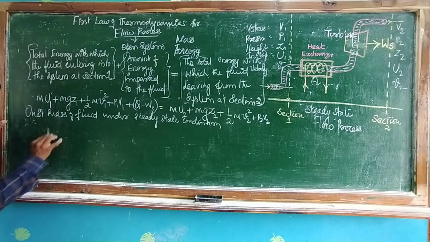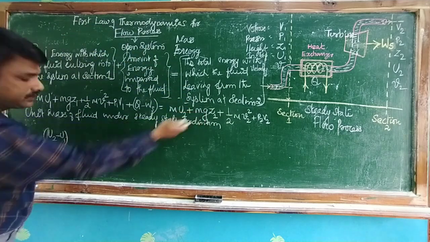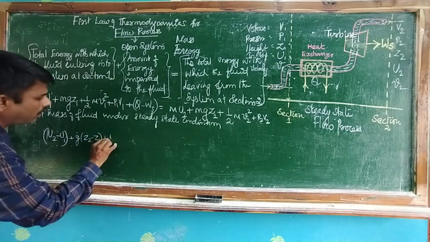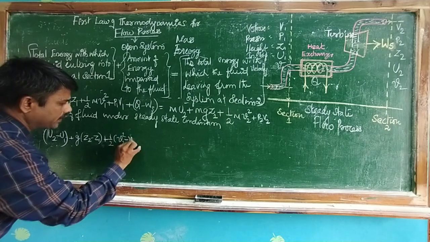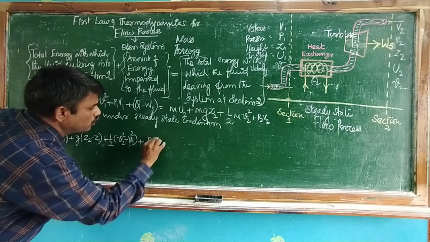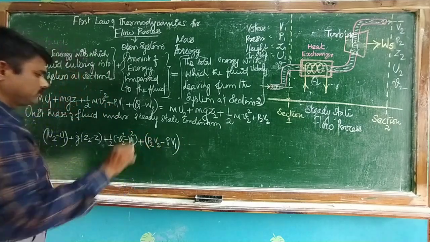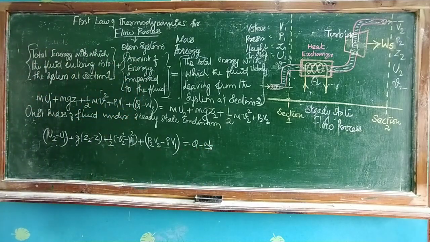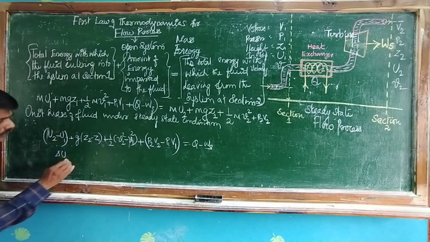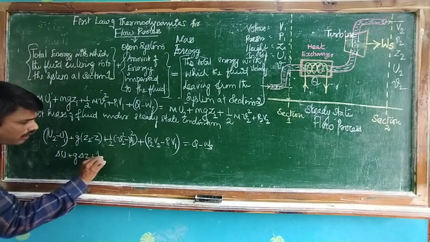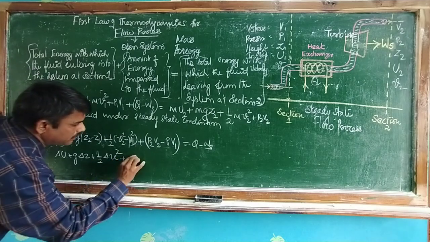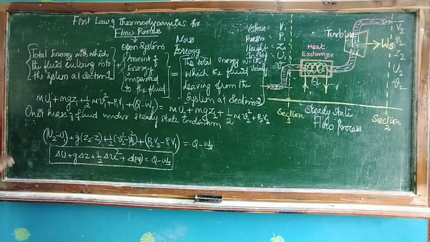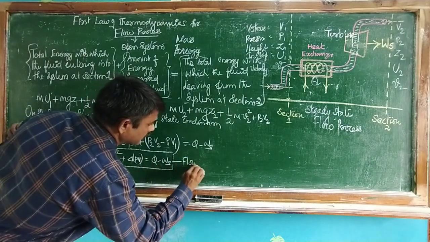See this one: U2 minus U1 plus g into z2 minus z1 plus half of v2 square minus v1 square plus P2 V2 minus P1 V1 is equal to Q minus Ws. Clear? The net change: delta U plus g delta z plus half delta v square plus delta PV is equal to Q minus Ws. This is the mathematical representation of the first law of thermodynamics for flow process.